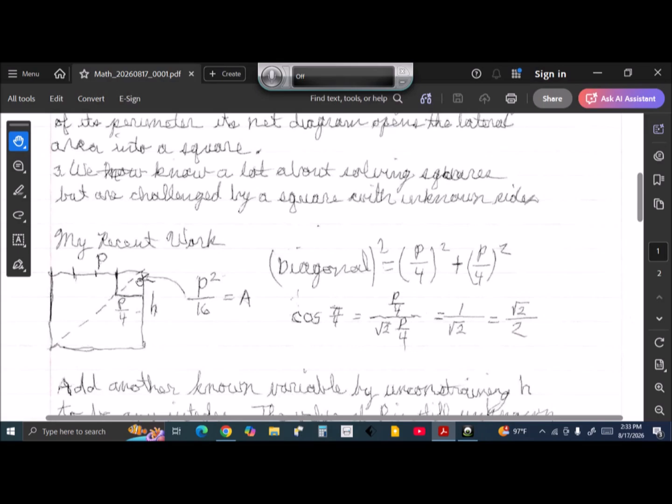P over 4, P over 4, P over 4, P over 4. 4 times P over 4 is P, which is this perimeter line. And when we calculate the cosine, we get 1 over the square root of 2, and when we normalize it, we multiply by square root of 2 over square root of 2, and we come out with the correct value for the cosine of a 45-degree angle, square root of 2 over 2.